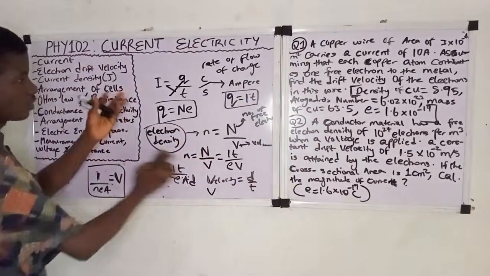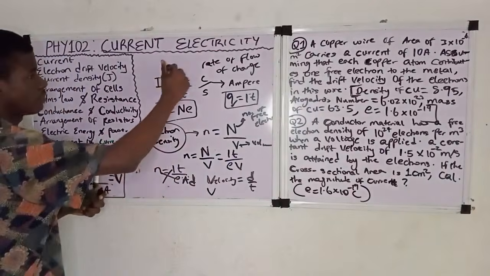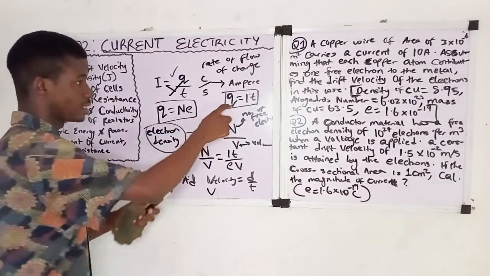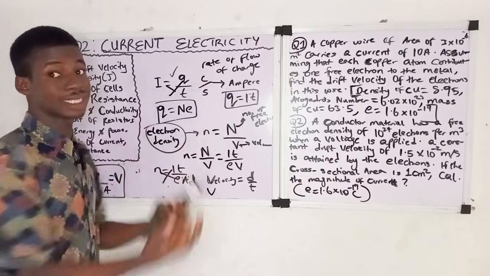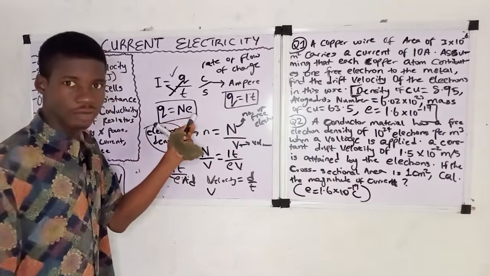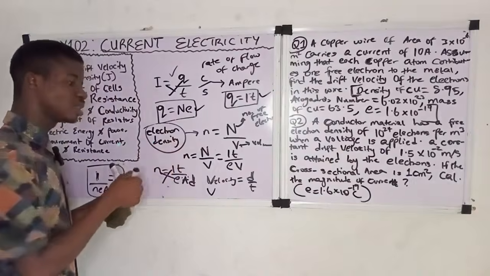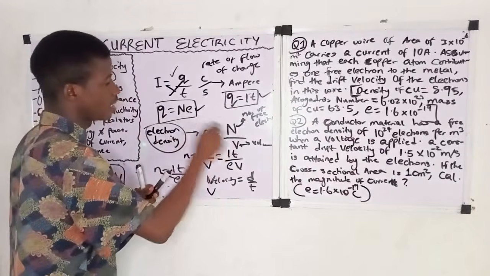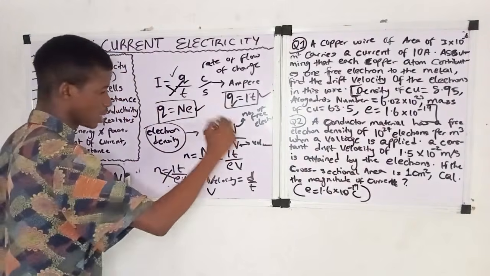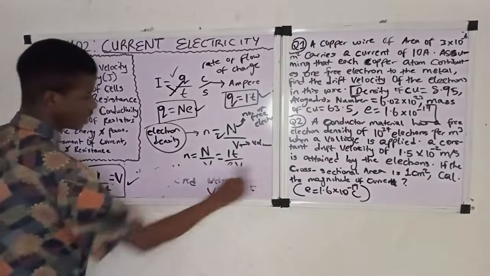Please take note of all these things. Take note of the formula of current: current is Q over t. If you cross multiply, charge equals current times time. Apart from that, charge is equal to the number of electrons times the charge of an electron. Then take note of electron density. Remember, it's small letter n. It is different from the number of free electrons. Take note of this. Now let me clean this place.